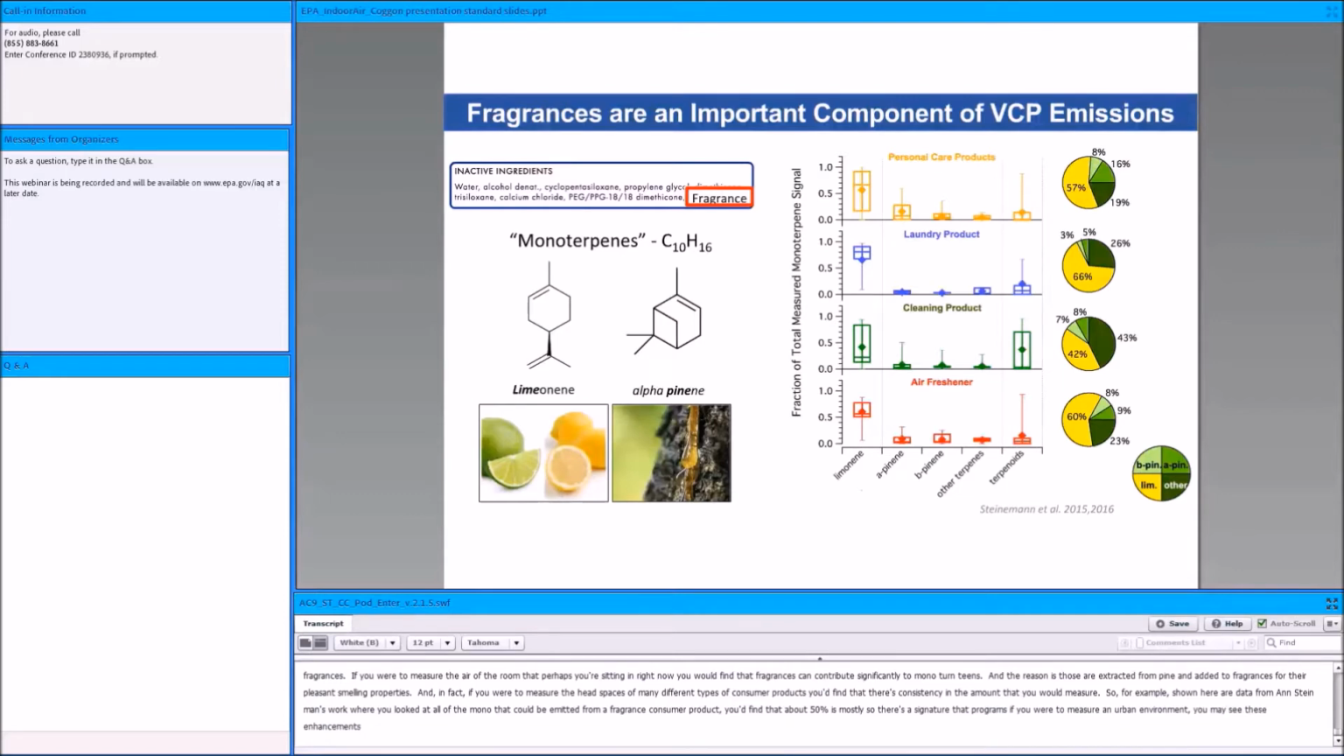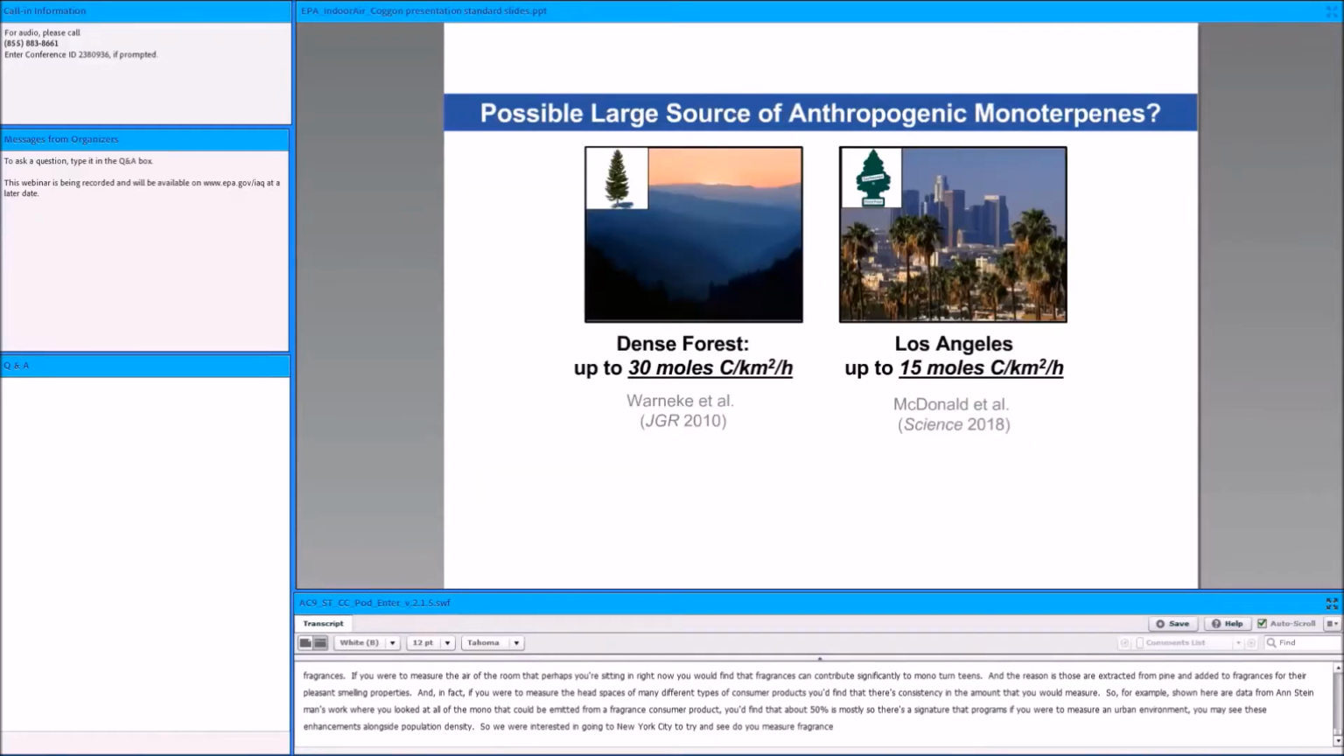And so we are interested in going to New York City to try and see, do you measure fragrance consumer products, and how do these impact air quality as well? And from Brian McDonald's work in LA, there's a question whether these are a significant emission. And if you dig into the inventory work that Brian did, you'll find that the emission rate of fragrance consumer products can be quite large.